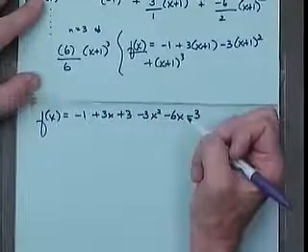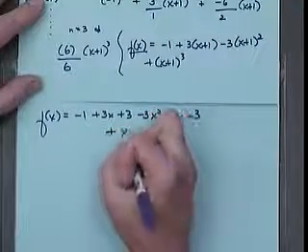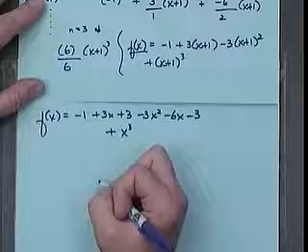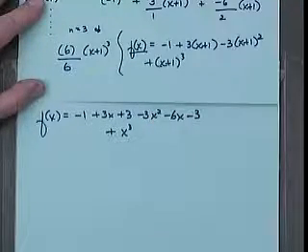And then we've got x plus 1 cubed, which is what? x cubed. How's that go? x plus 1, the quantity cubed.